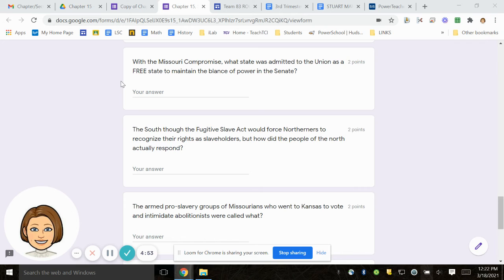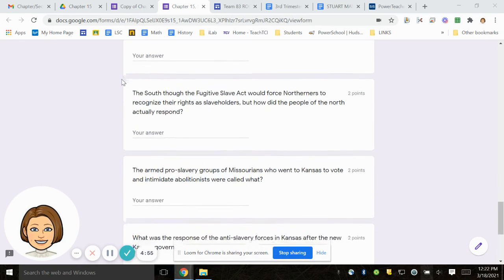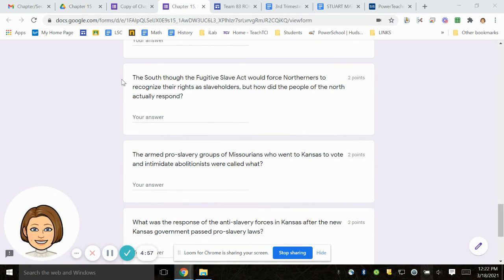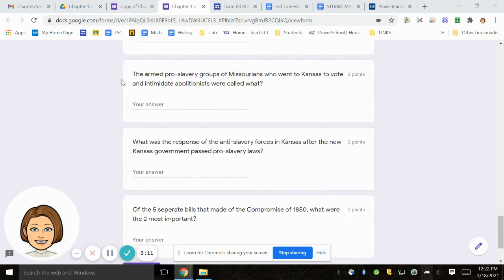The second question, the South thought the Fugitive Slave Act would force Northerners to recognize their rights as slaveholders. But how did the people of the North actually respond? Third short answer question. The armed pro-slavery groups of Missourians who went to Kansas to vote and intimidate abolitionists were called what?